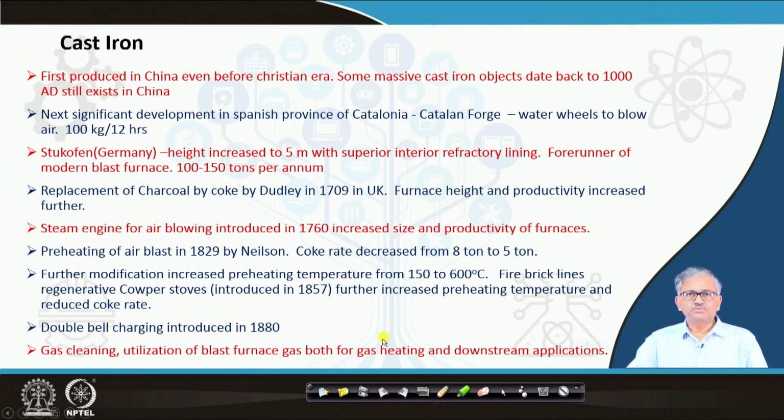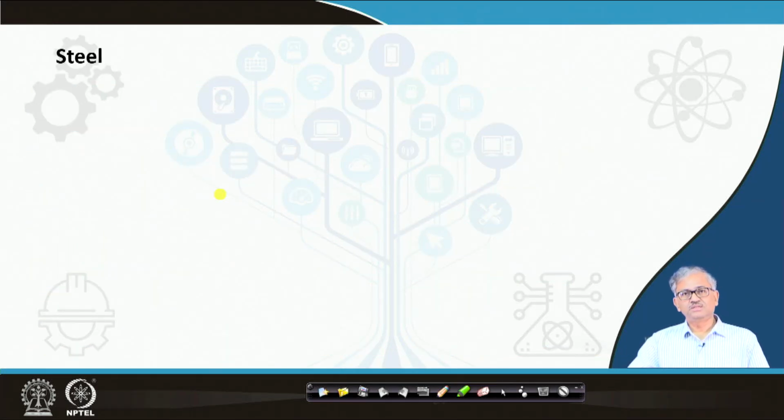It actually started in the pre-Christian era, that is BC. Cast iron was started in China, and then progressively it moved to Europe, and then a lot of development took place on cast iron. The rest of the development in the modern blast furnace I have already discussed. Now I'll go about steel, how steel developed.